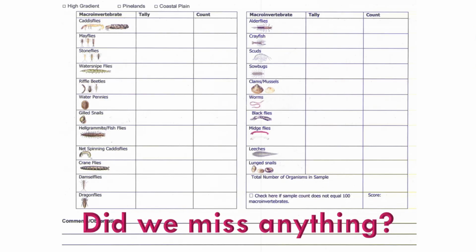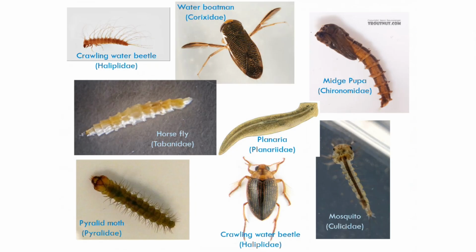So here is our sheet. I believe we went through all of these different taxa. Did we miss anything? Yes, of course we missed so much. There's so many other bugs that we could find in our streams. Here are images of just a few. Planaria are always exciting. I love to see a planaria in the field. There's lots of other true flies. There are water boatmen. There's pupa. Tons of stuff out there.